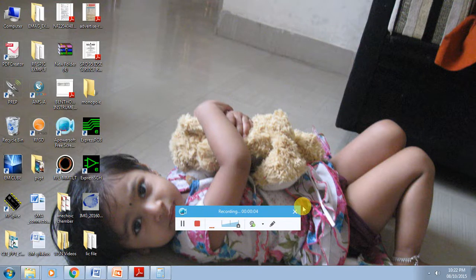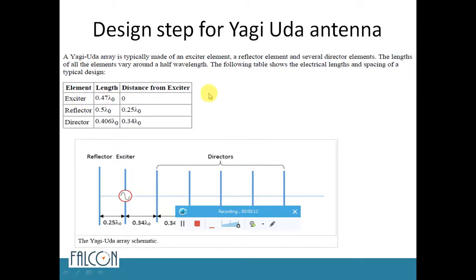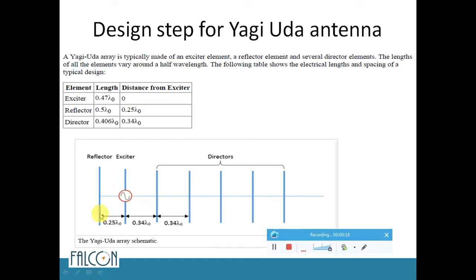Now I am going to demonstrate Yagi-Uda antenna design by using EM cube software. This is our problem conception, design steps for Yagi antenna. We are going to design this Yagi-Uda antenna. This is your driven element, reflector. These are actually the directors.